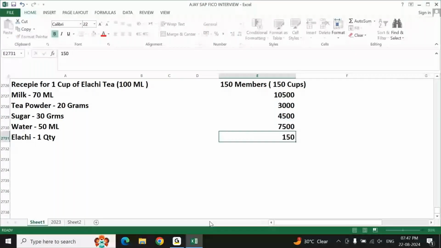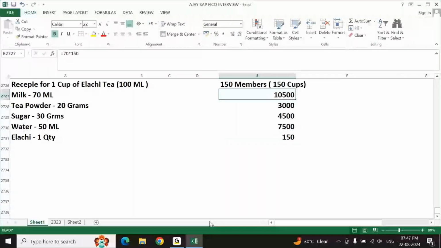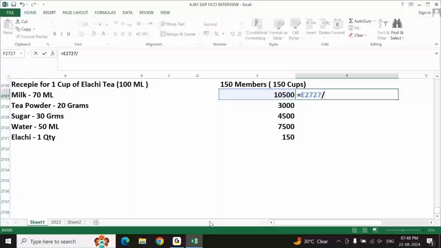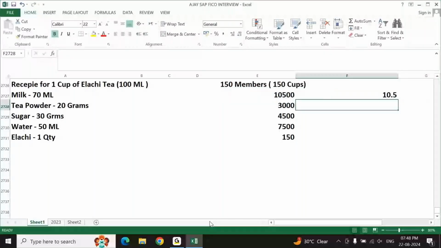Now here, it is not okay if I say 10,500. I need to tell it in a proper proportion. This is your milk. How do you measure milk? In liters. I need to divide this by per liter how many ml? 1000. Now how many liters of milk do I need? 10.5 liters.